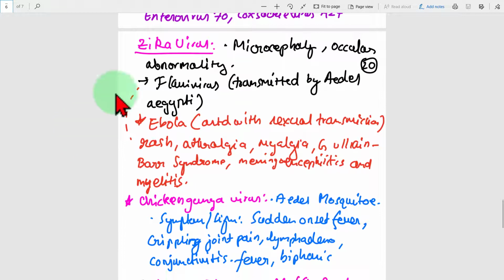Now moving on to the Zika virus. In Zika virus, there is microcephaly and ocular abnormalities. Now looking at flavivirus, it is also transmitted by Aedes aegypti. Talking about Ebola, it is associated with sexual transmission. And in case of flaviviruses, there is rash, arthralgia, myalgia, and Guillain-Barré syndrome. And meningoencephalitis and myelitis are also associated.